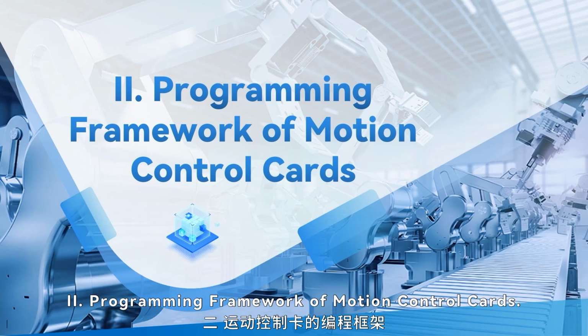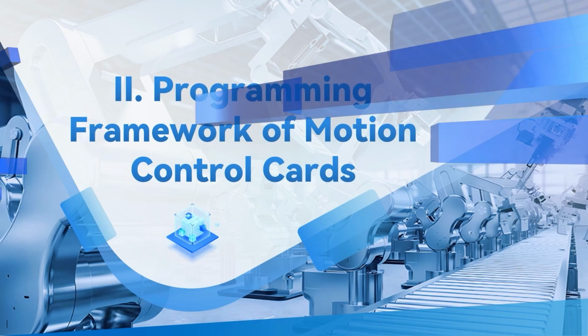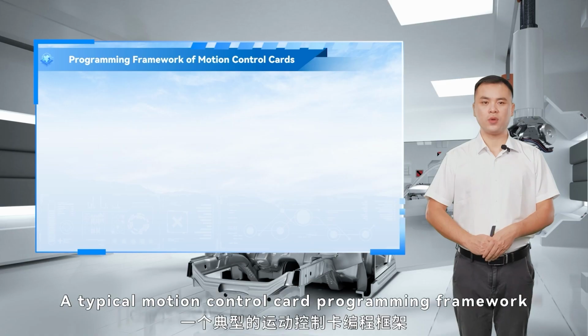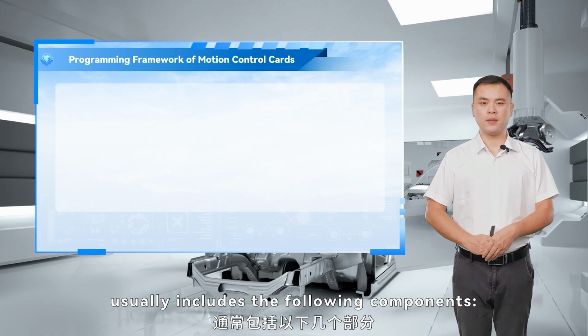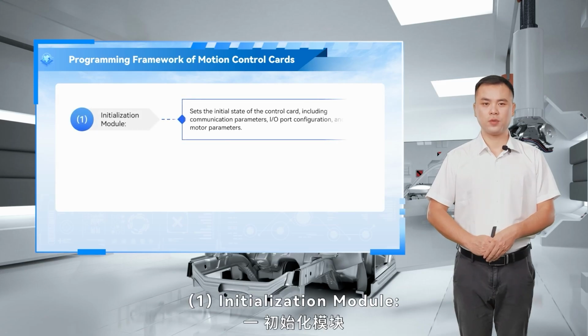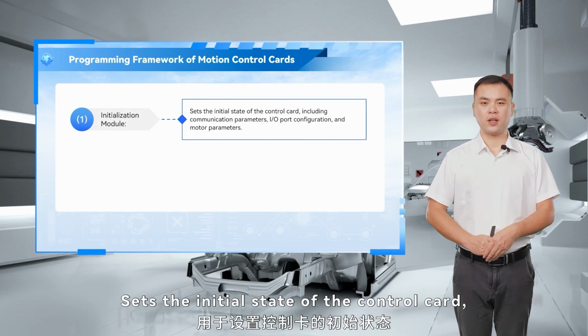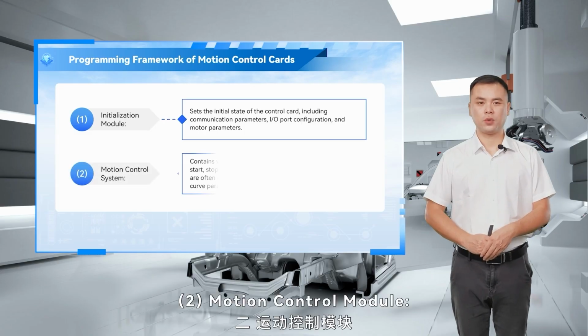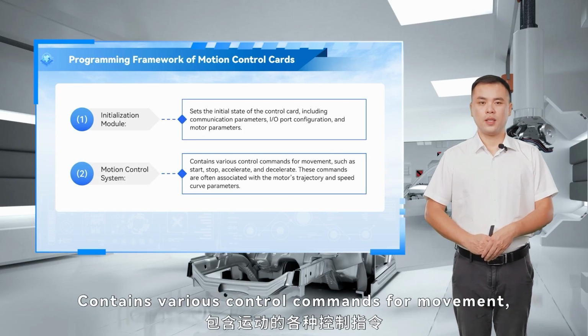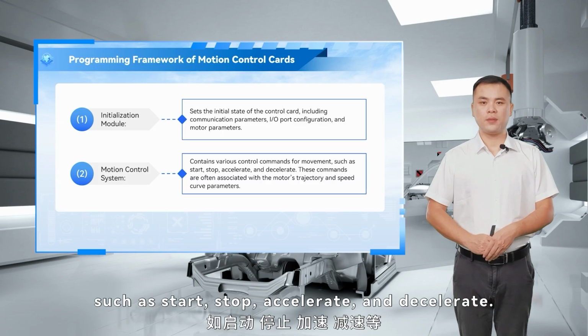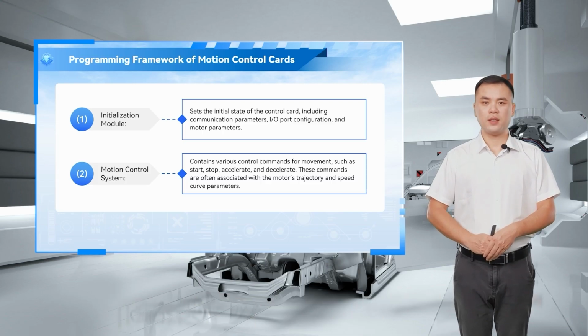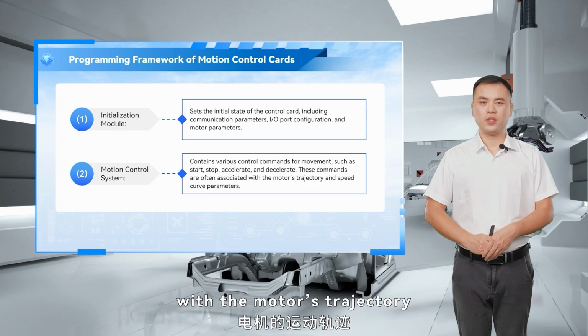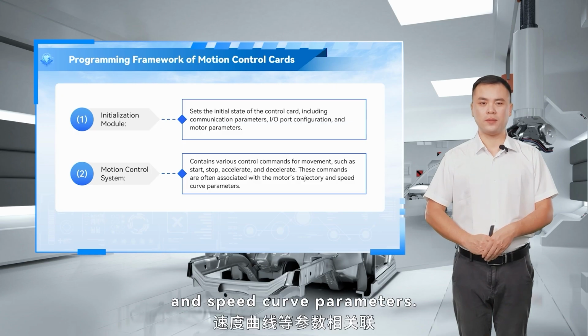2. Programming framework of motion control cards. A typical motion control card programming framework usually includes the following components. 1. Initialization module sets the initial state of the control card, including communication parameters, I/O port configuration, and motor parameters. 2. Motion control module contains various control commands for movement, such as start, stop, accelerate, and decelerate. These commands are often associated with the motor's trajectory and speed curve parameters.